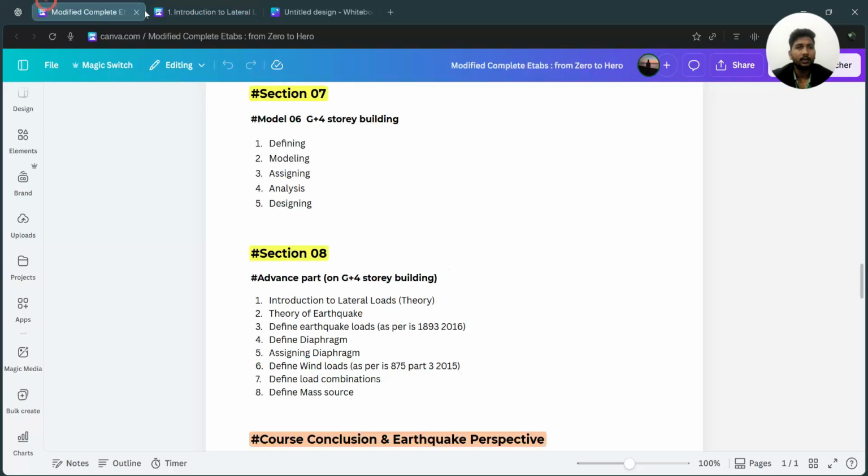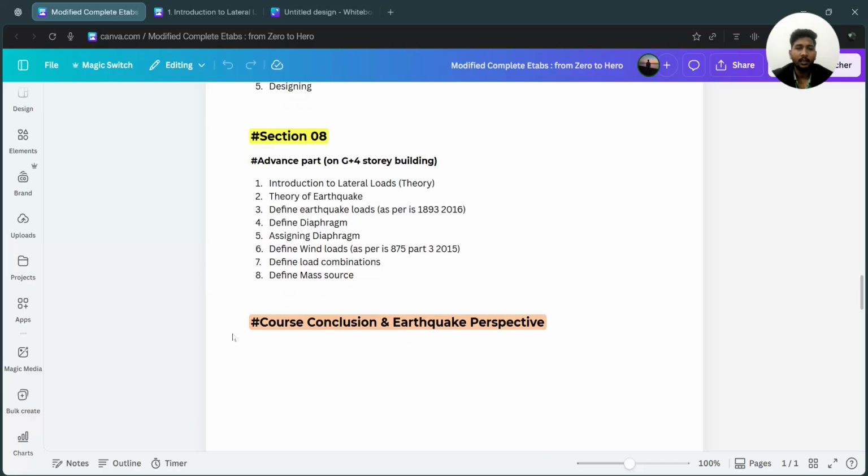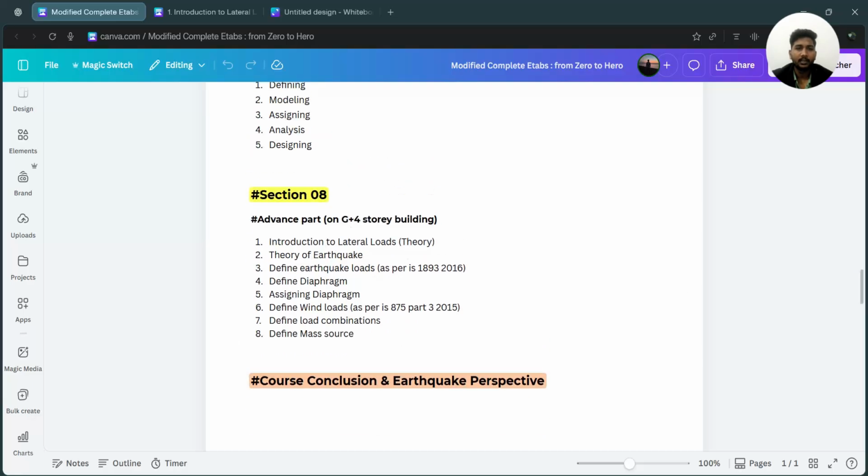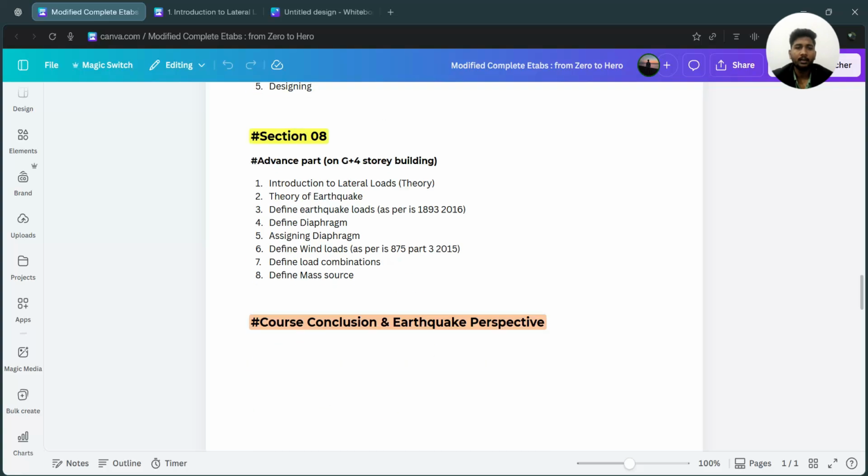So that was the introduction to the lateral loads. Now we will see the theory of the earthquake, and then after we will see this in detail, and after this part of the G+4 story till here, we will conclude our course. Okay, that's it. Let's meet in the theory of the earthquake.